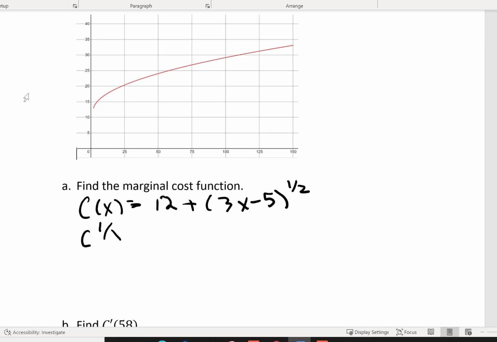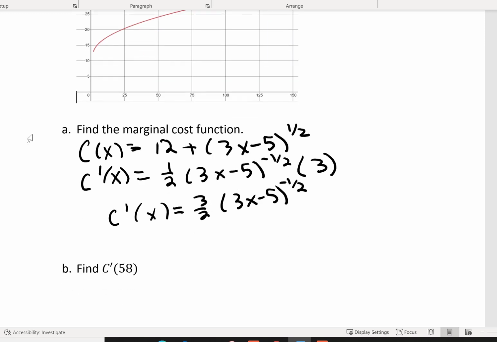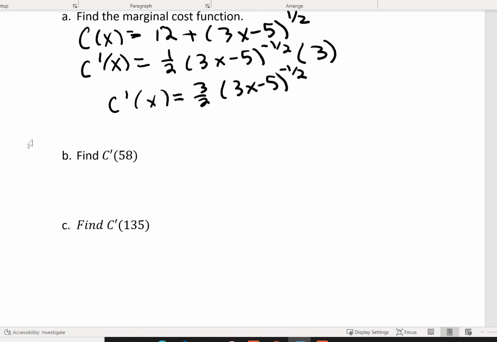When I take the derivative, the 12 is a constant, it goes away, the 1/2 comes down, I have 3x minus 5 now to the negative 1/2 power, inside the 3x minus 5 becomes a 3. c prime of x is equal to 3 times a half is 3/2, 3x minus 5 to the negative 1/2. Now that we have the marginal cost function, I want to evaluate it at a couple of numbers. We're going to find c prime of 58 and c prime of 135.